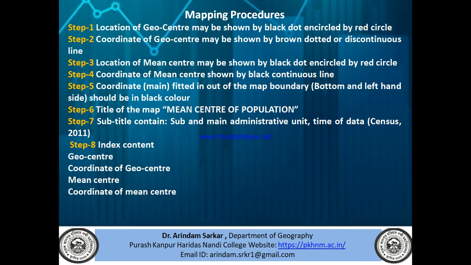Now the mapping procedure. In step 1, locate the geocenter, which may be shown by a black dot encircled by a red circle. In step 2, the coordinates of the geocenter may be shown by a brown dotted or discontinuous line. In step 3, the location of the mean center may be shown by a black dot encircled by a red circle. In step 4, the coordinates of the mean center are shown by a black continuous line. In step 5, the main coordinates, fitted outside the map boundary, at the bottom and left-hand side of the map, should be in black color.